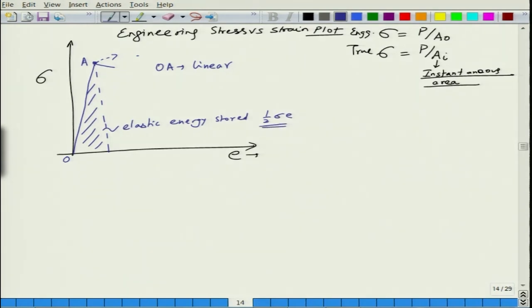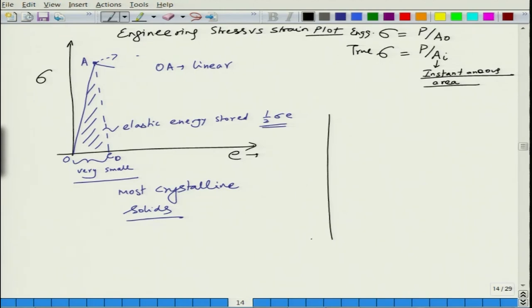However, the magnitude of this elastic strain up to this point, let us say epsilon 1 or epsilon naught, is very small. Okay, this strain is less than 1% and it can be very, very small, extremely small. And so, this is shown by most crystalline solids. Okay.